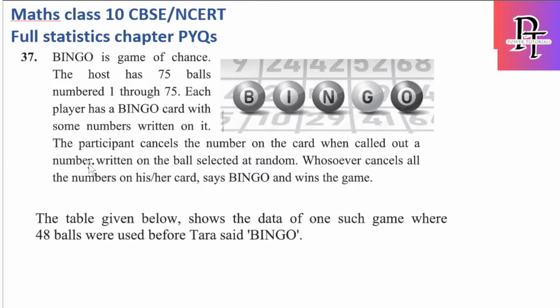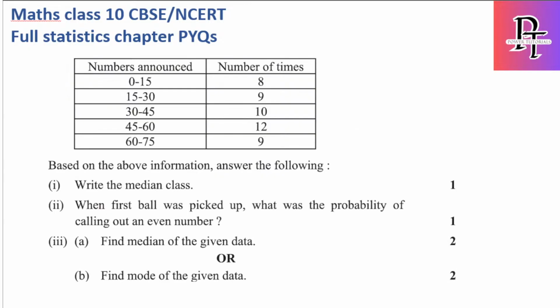So the table is given below, okay, we have a table as well, and 45 balls were used before Tara said bingo. So this is a case study. I think most people might have known bingo, or else at least we might know what is tombola. So it is similar to that kind of question. This is important. We have a table, we have values. First they are asking what is the median class.